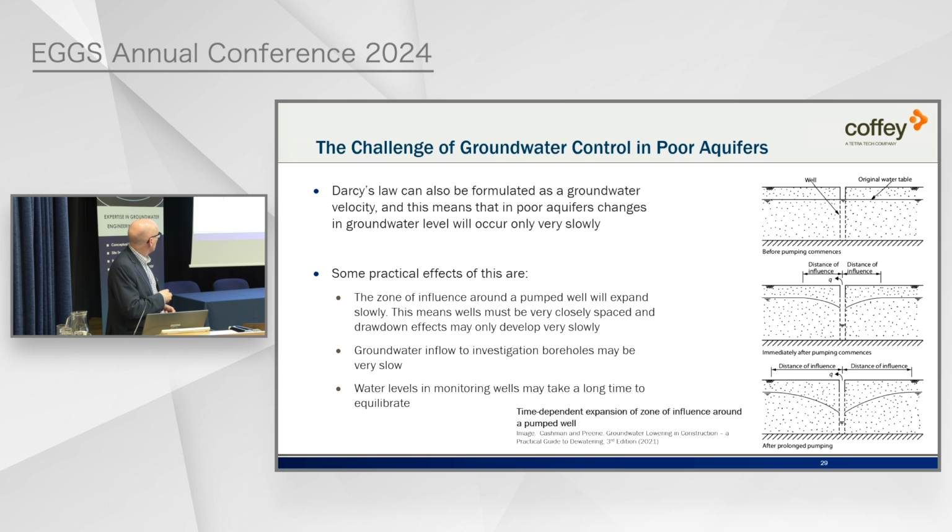And that means that typically a pumped well system in a low permeability soil will need to have very closely spaced wells, because you're not getting much lateral connection between them. And also, as I'll talk about in a minute, when you do your ground investigation boreholes, because the inflow is very slow, it might be that the groundwater inflow is missed in your investigation boreholes. And also with monitoring wells, as I'll talk about later on, you might need quite a long period of time for the water levels to equilibrate.